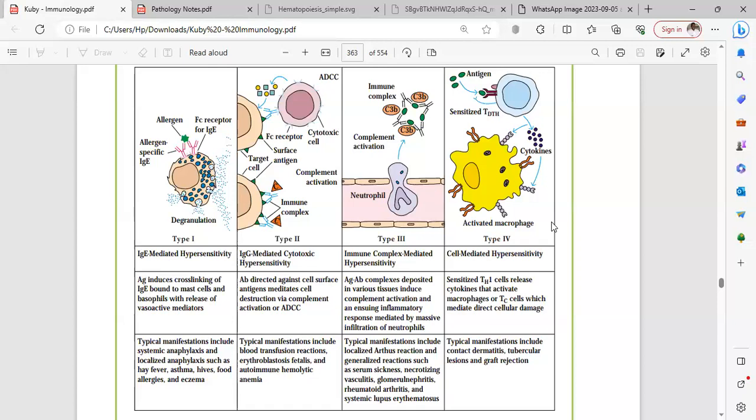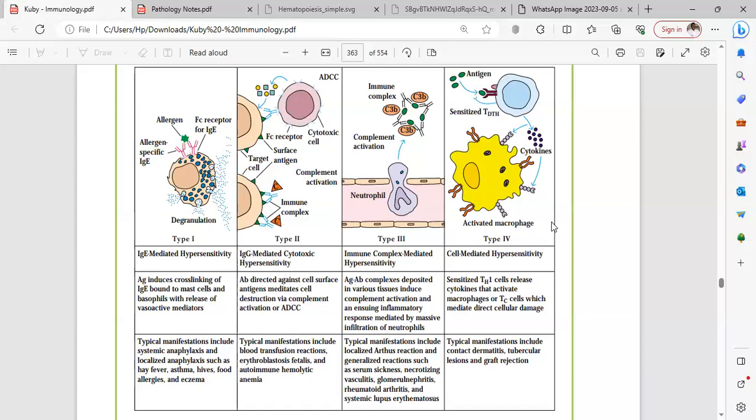In this case, the drug is seen as an antigen, so it forms a complex with the antibodies that are produced by the body, and then leads to activation of the complement system, and then the cell is destroyed.